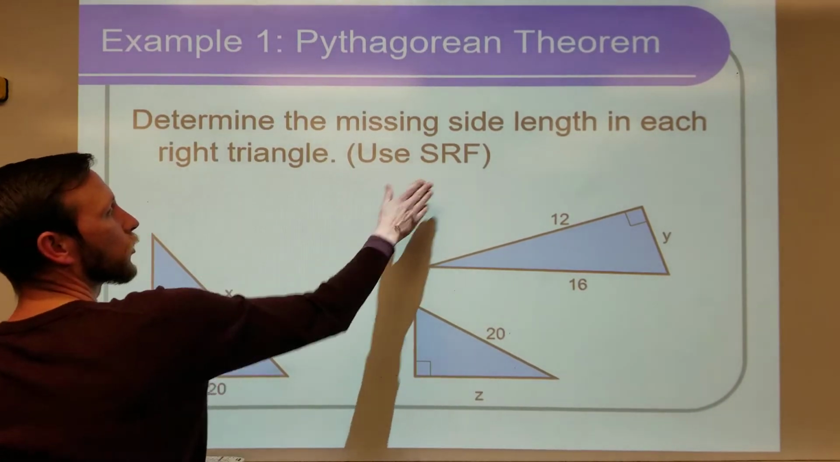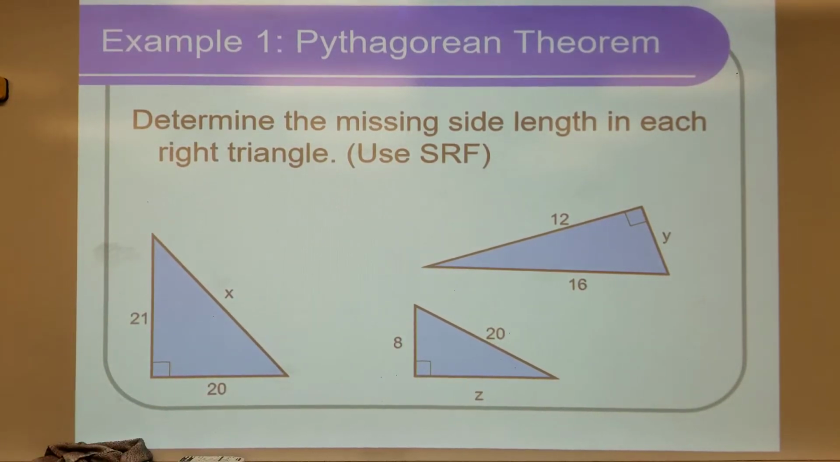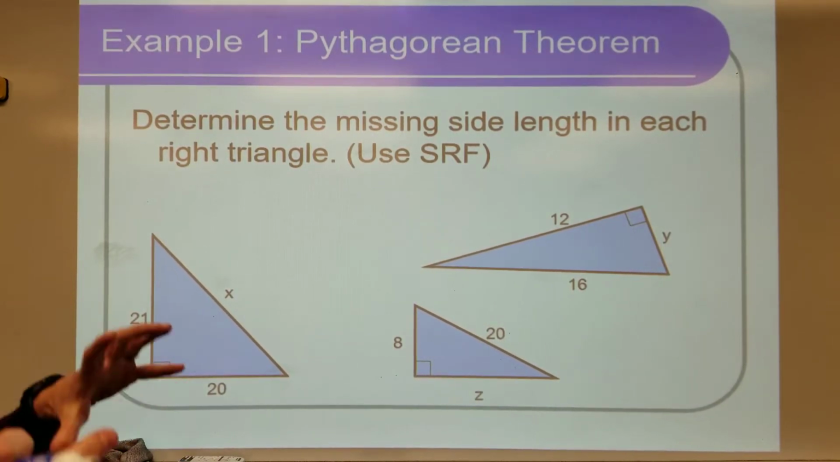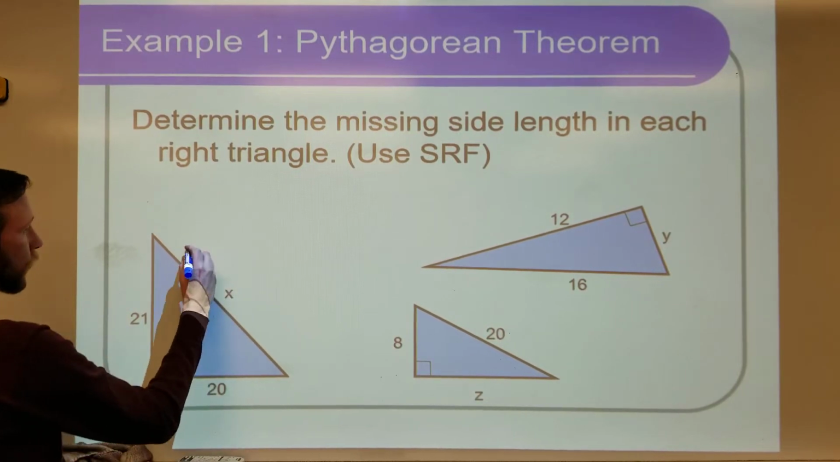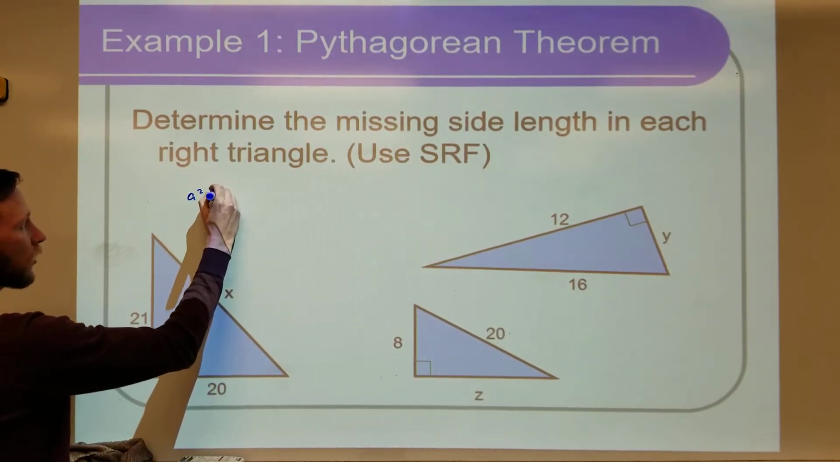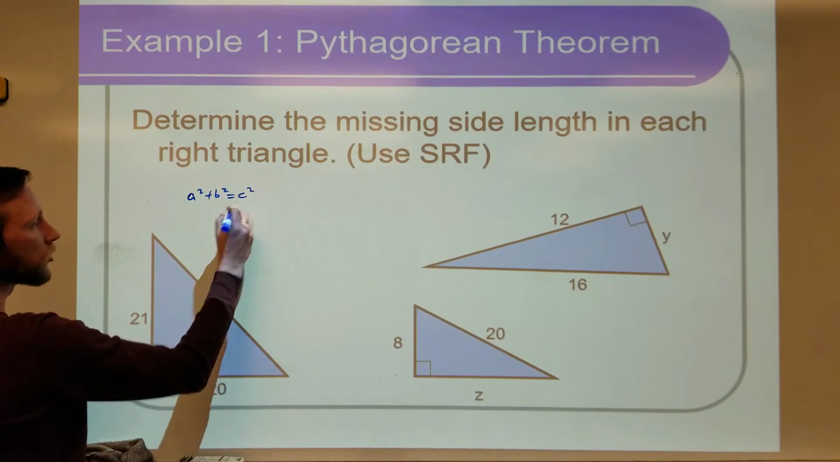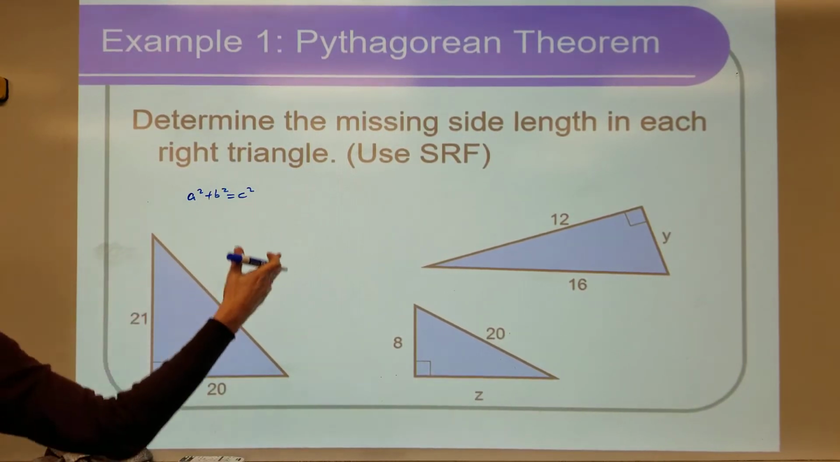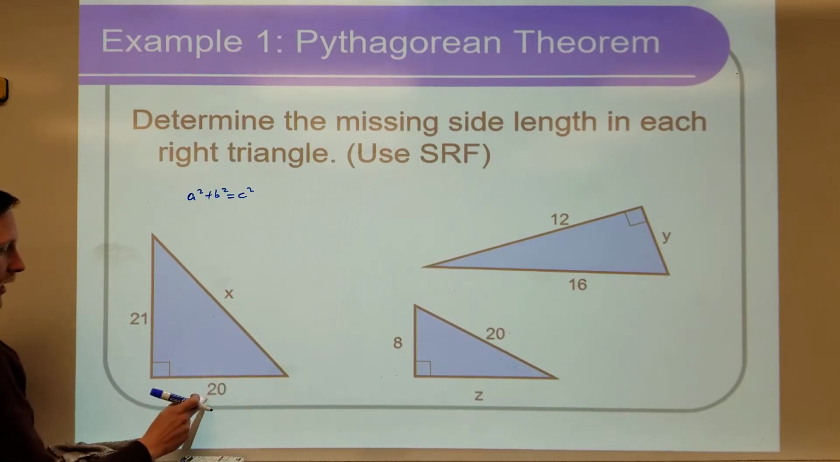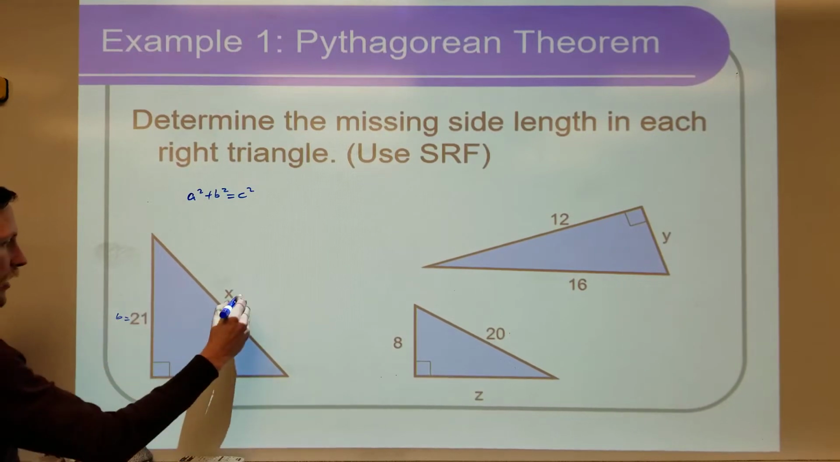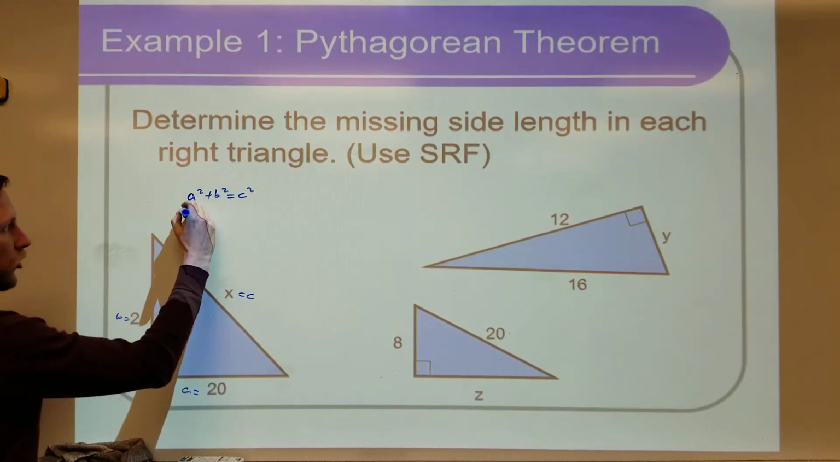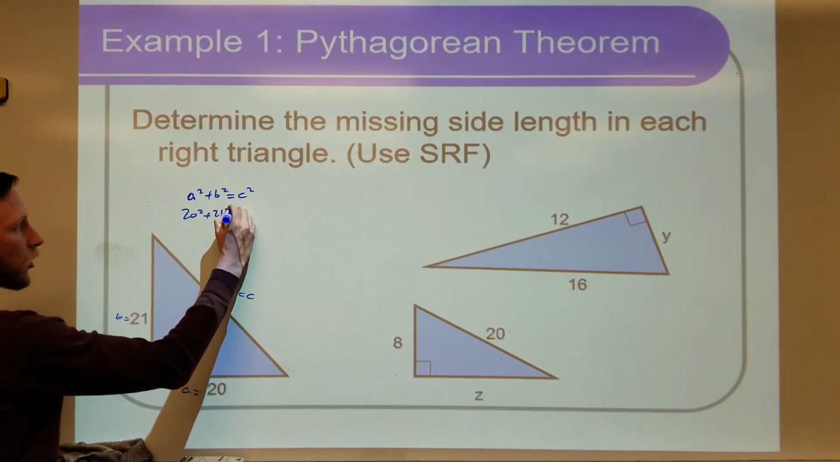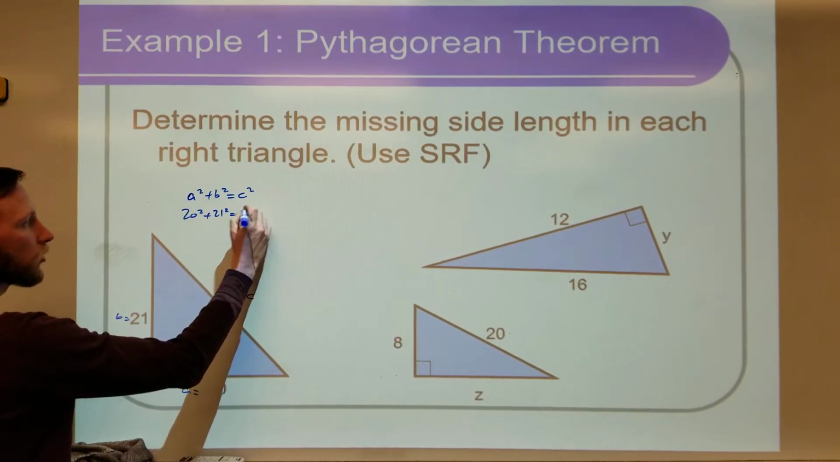Along the way, we may have to use simplest radical form. So where appropriate, we're going to use simplest radical form. But for each one of these, we want to establish quality habits of our work. So for this first one, a squared plus b squared equals c squared. We're going to write our formula for each one of these items to find x, y, and z. In this case, these are the legs, so this can be a, this can be b, and this can be side c. So we'll have 20 squared plus 21 squared equals x squared.